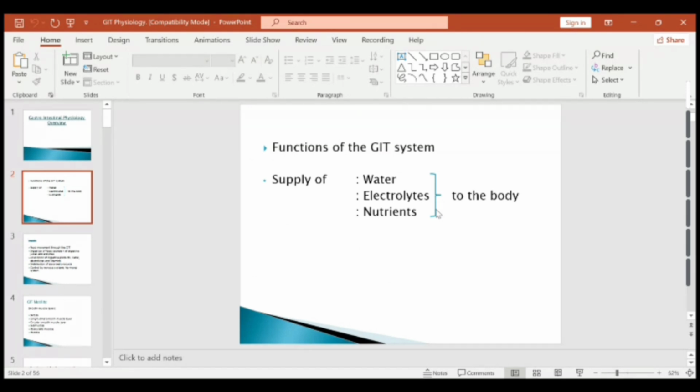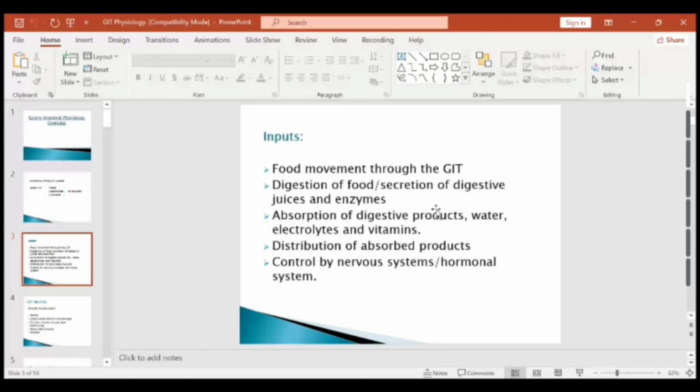So then, what are the functions of the GIT system? It's a source of nutrients, a source of electrolytes, and also a source of water. Anything we take through the mouth has to go through the GIT, and later the body absorbs it. That's the primary function, which of course is essential for the maintenance of life. So the input of food involves some movement throughout the GIT, and through that movement we end up with digestion, and the nutrients will be distributed throughout the body.